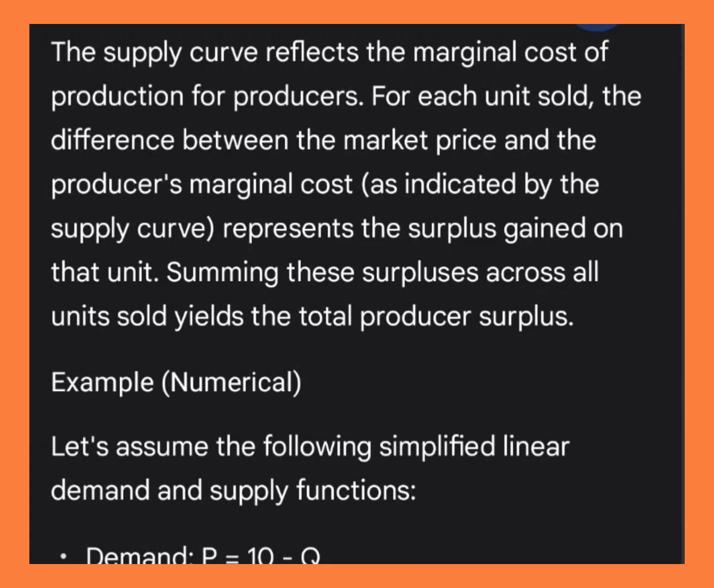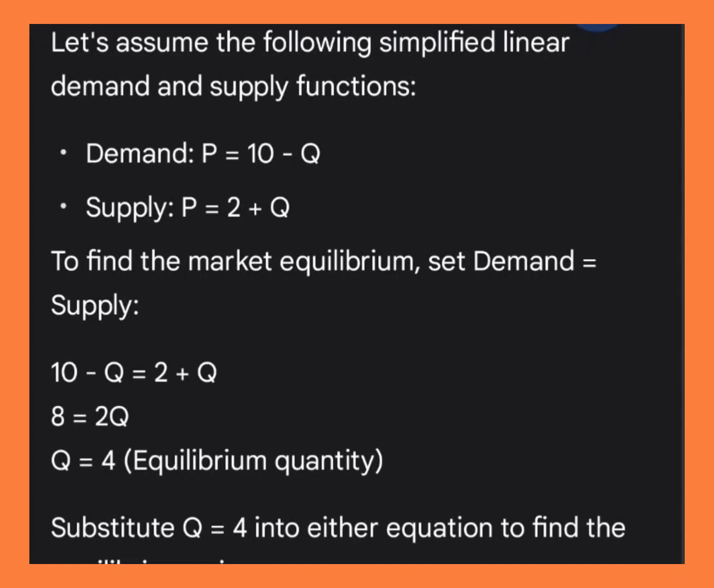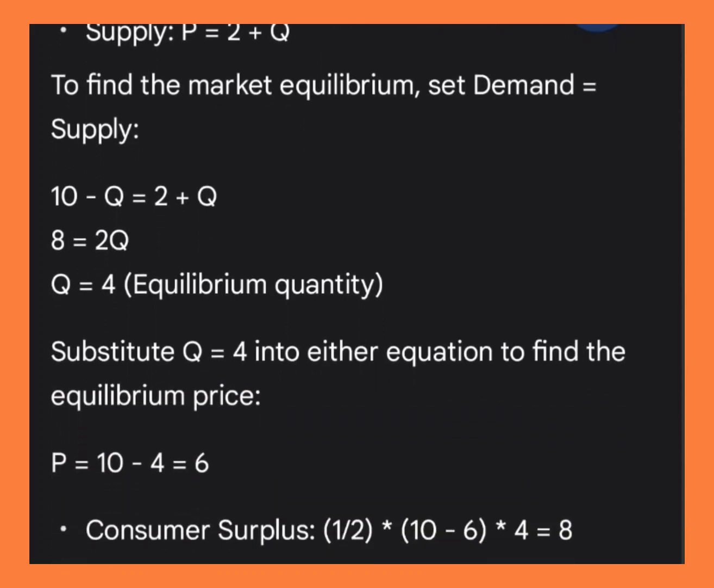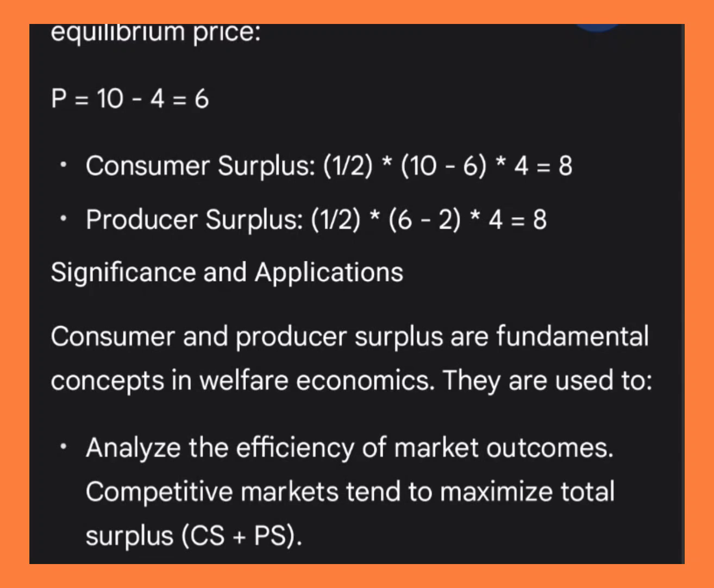Example, numerical. Let's assume the following simplified linear demand and supply functions. Demand: P equals 10 minus Q. Supply: P equals 2 plus Q. To find the market equilibrium, set demand equal to supply. 10 minus Q equals 2 plus Q, so 8 equals 2Q, and Q equals 4. This is the equilibrium quantity. Substitute Q equals 4 into either equation to find the equilibrium price: P equals 10 minus 4 equals 6.